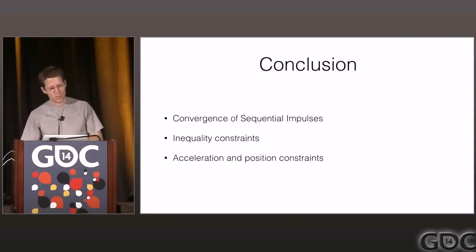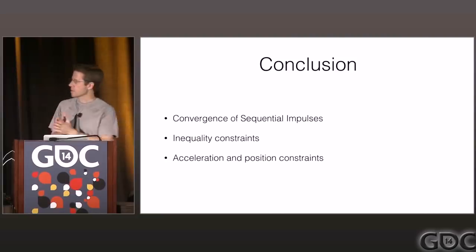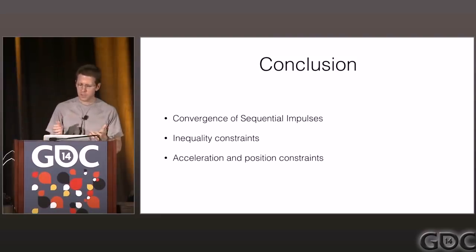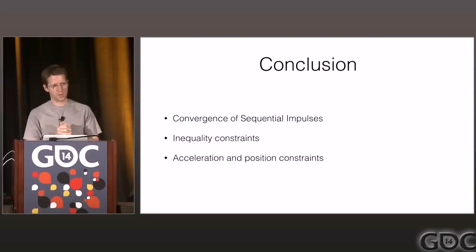All right, so basically, in terms of understanding constraints today, what I've covered is convergence, inequality, and acceleration position constraints. There are other topics for understanding constraints, but I think this is a good start understanding these aspects, and it will give you a lot of tools to deal with making your games more robust.